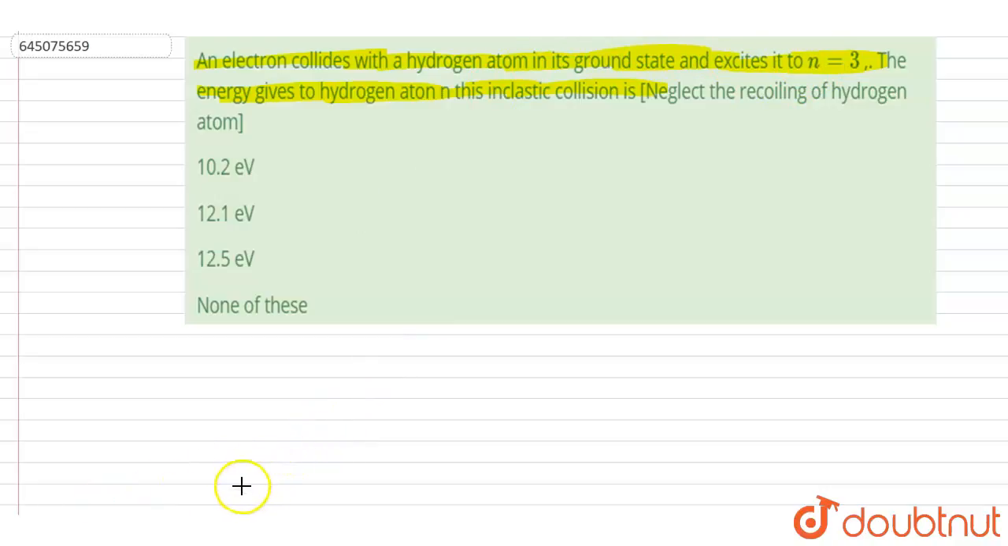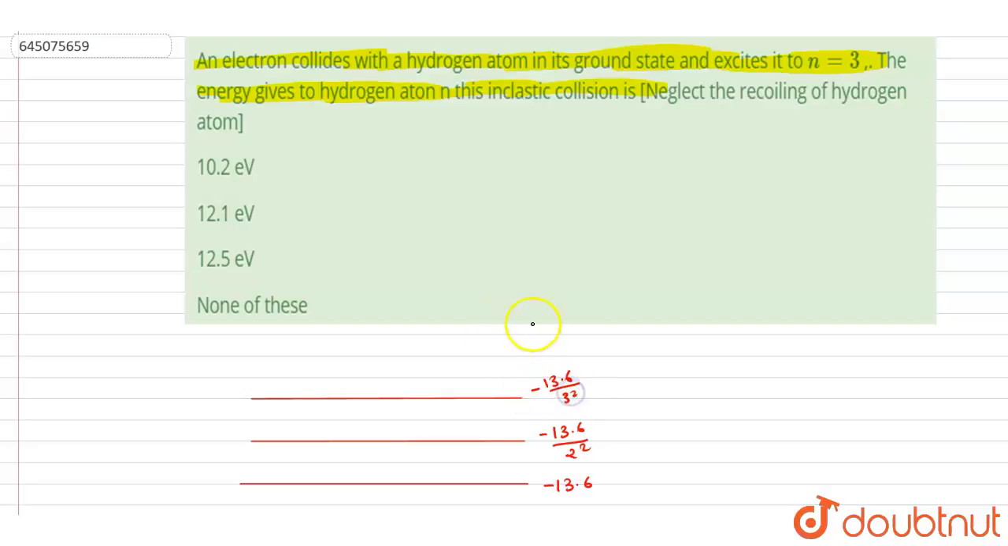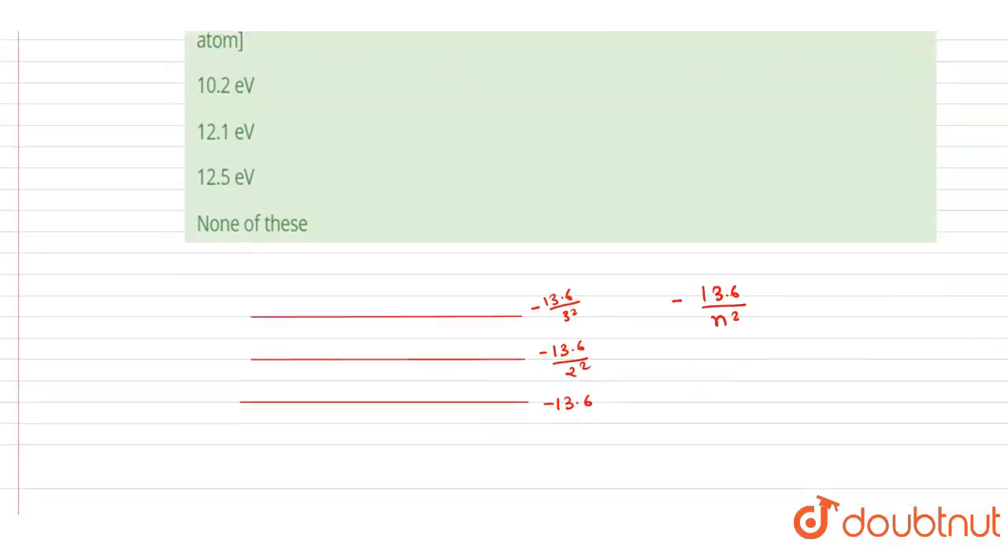So we know that the energy in various principal quantum numbers is minus 13.6 by 1 square here, minus 13.6 by 2 square here, and minus 13.6 by 3 square here. In the nth shell, it will be minus 13.6 by n square. Here it is said n is 3, so this is the third shell and you can see the energy in it.